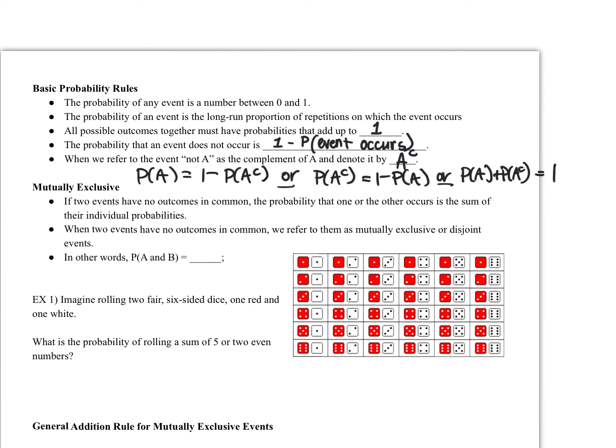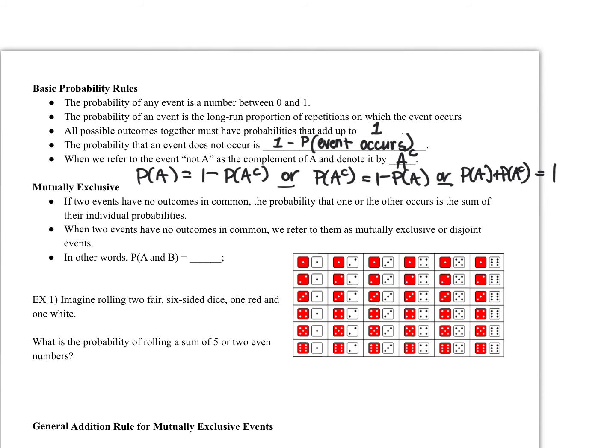Okay. One other really important thing about probability is something called mutually exclusive. So if 2 events have no outcomes in common, the probability that one or the other occurs is the sum of their individual probabilities. So like the probability of heads and tails is mutually exclusive. They don't have outcomes in common, so we can just add them together.